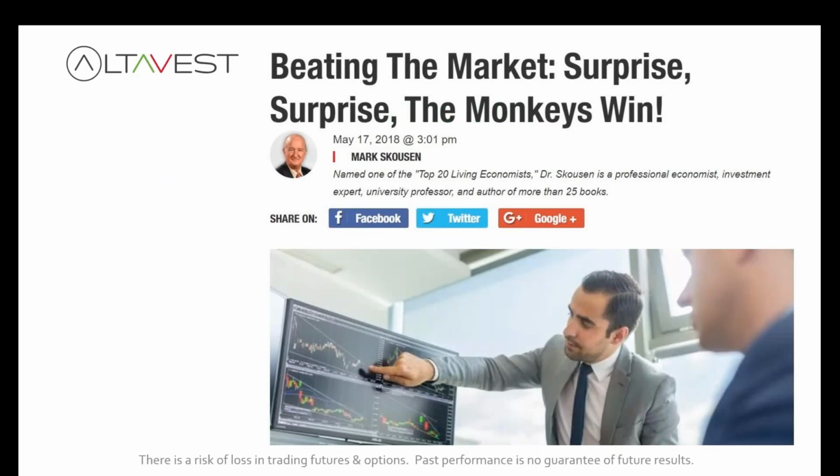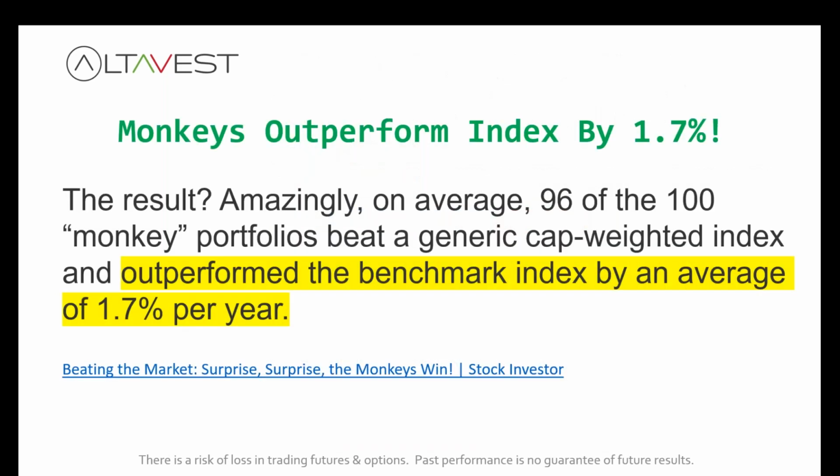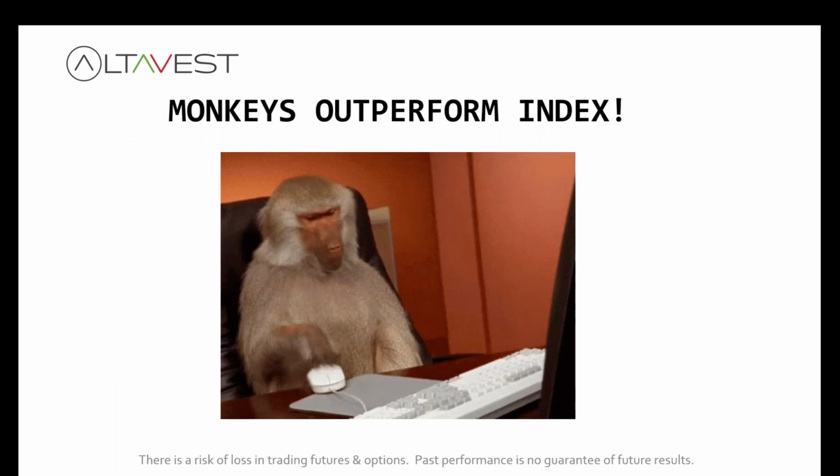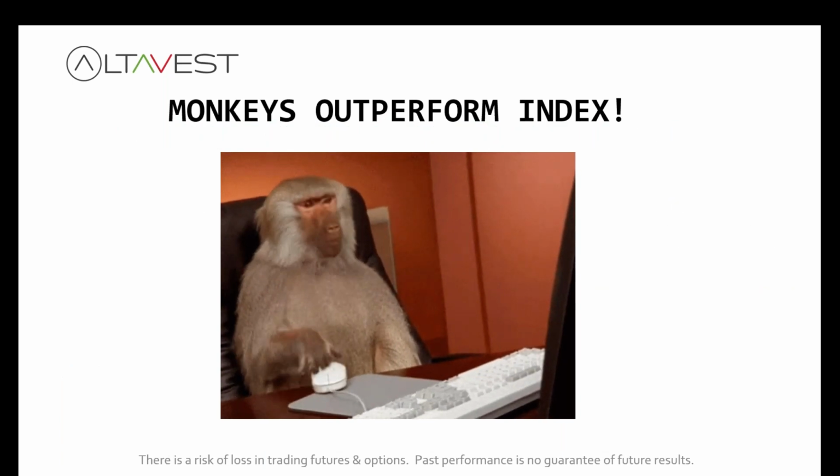And look at this here. I love these kind of studies here. Mark Skousen, he's an economist, and there's an article here on how monkeys are actually better than traders, outperforming the index by an average of 1.7% per year. So interesting article there, but you get articles like that all the time that you can find and dig up. So here's the best trader of all right there, folks. Enjoy that chap there trading.